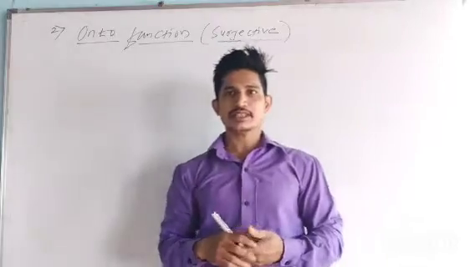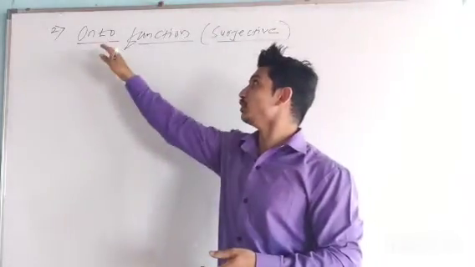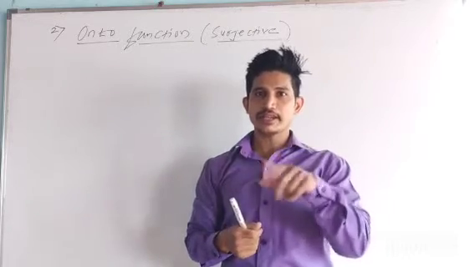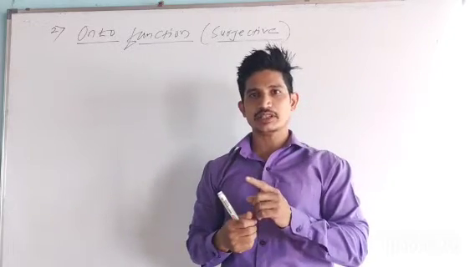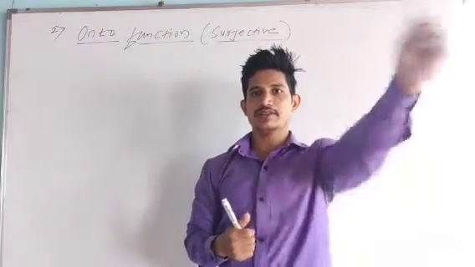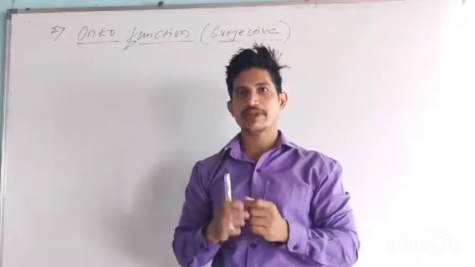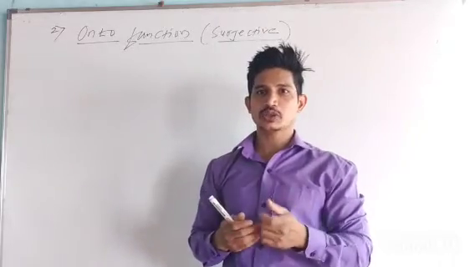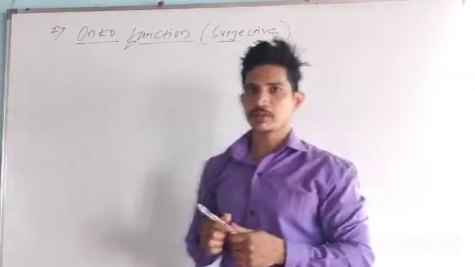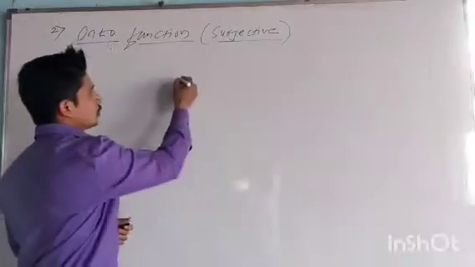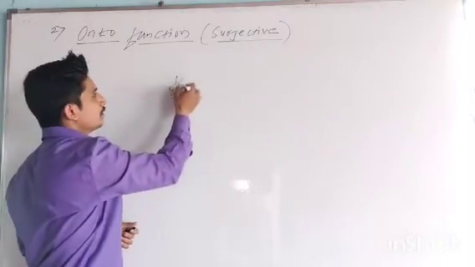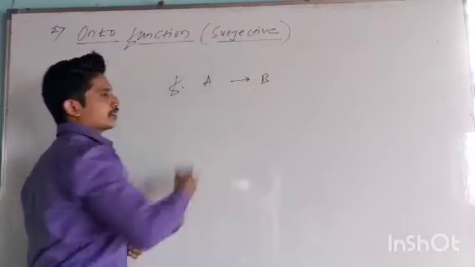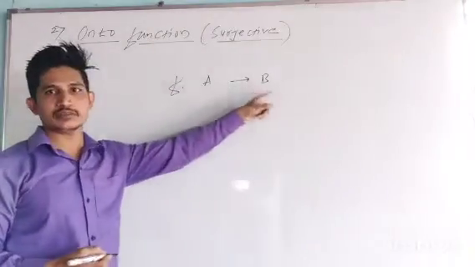Now let's see the second type of function. It's called an onto function. What is an onto function? Every element in set B is paired to an element in set A. Then the function is called an onto function. For example, suppose I am drawing a function f from set A to set B.